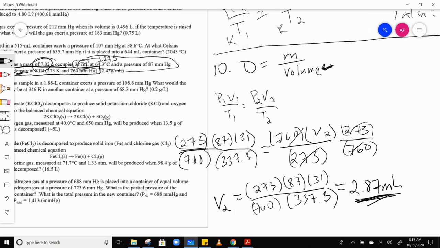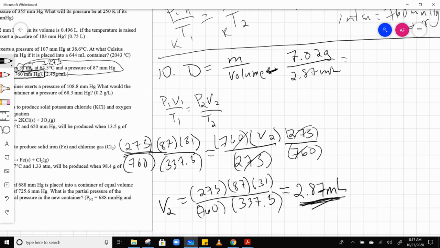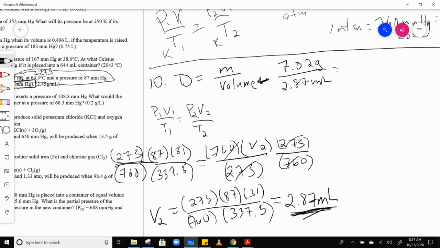So the mass was 7.02 grams. And then our volume is 2.87. Okay. And then we do that math right there. So 7.02 divided by 2.87. And we get 2.45 grams per milliliter. That is our density.